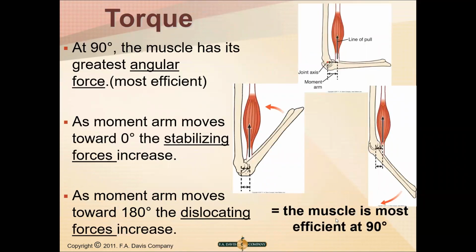At 90 degrees, the muscle has its greatest angular force. So when your elbow is exactly at 90 degrees, you have your greatest amount of force being applied upon it. As it moves towards zero, the stabilizing force has to increase. That's why it gets harder and harder the shorter and shorter that muscle goes. As the moment arm moves closer to straightening, or 180 degrees, dislocating force increases, which is why the further you go downward on that eccentric load, the greater chance you have of pulling that elbow apart.